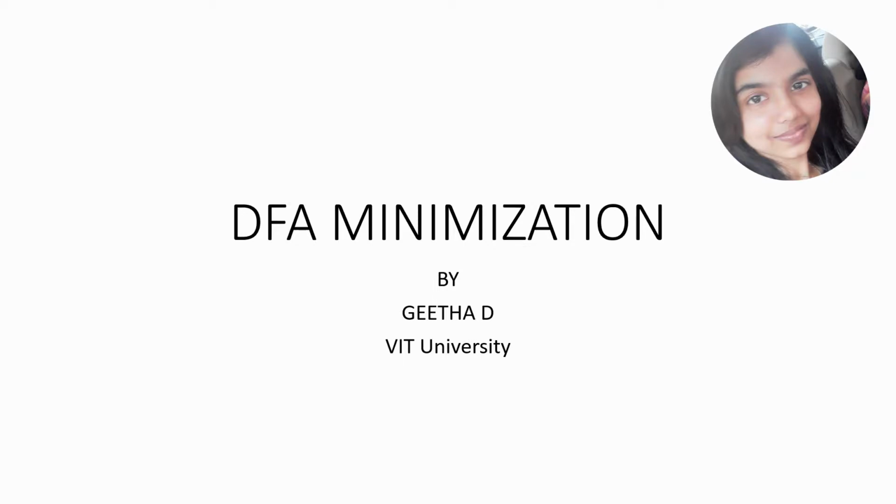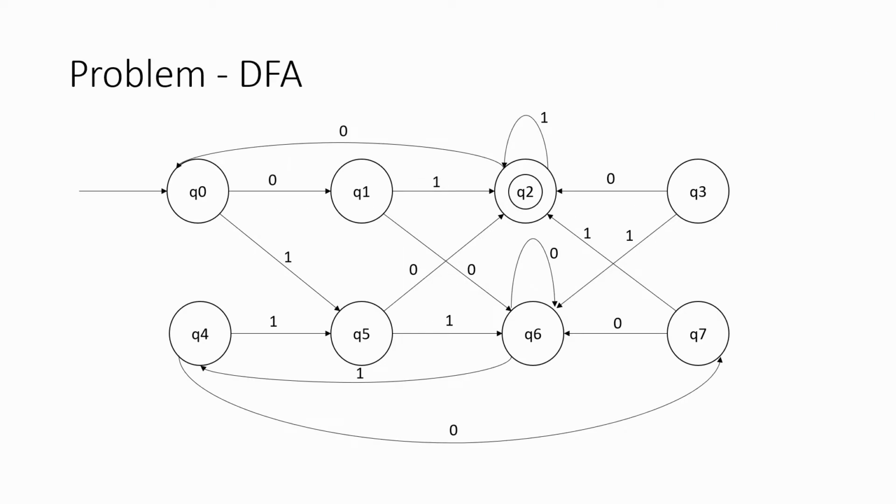I'm here to discuss the topic DFA minimization. DFA minimization is the process in which you convert a complex DFA to a simpler DFA. This is the deterministic finite automata consisting of 8 states. The starting state is Q0 and the final state is Q2.